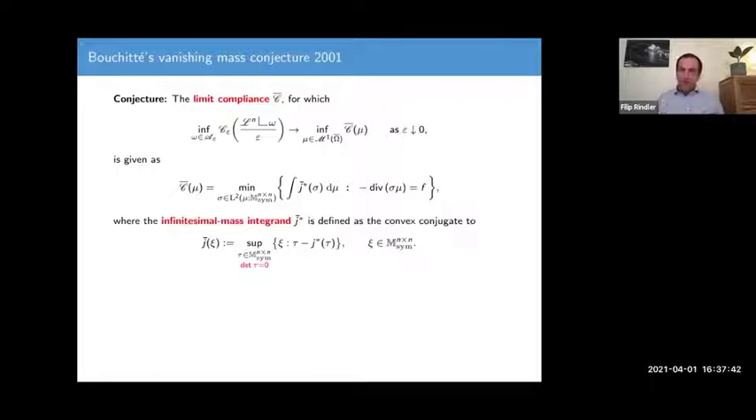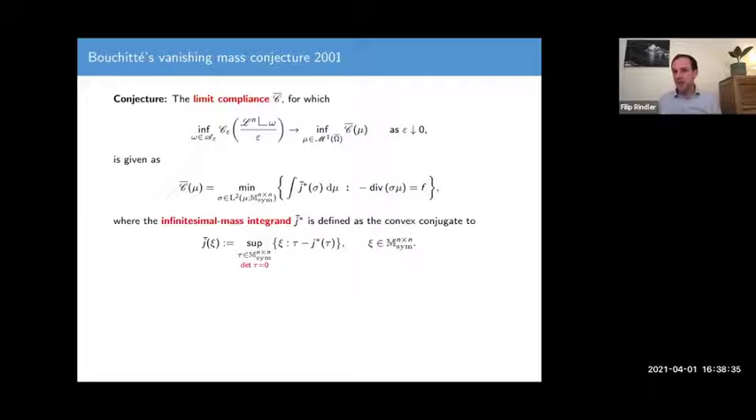Okay, so now what is Bouchitier's conjecture in this paper, which I tried to solve practically in 2001. He claims that the limit compliance is given as the following. C bar of mu is the minimum over all of those sigma satisfying this divergence constraint, with a new integrand J bar star. So what's J bar star? It's the convex conjugate of J bar. What's J bar? J bar is the convex conjugate of J star, except here comes the real kicker, that the determinant over which I test is 0. It's like a partial conjugate. You take the conjugate of J star, but you test only with singular matrices.